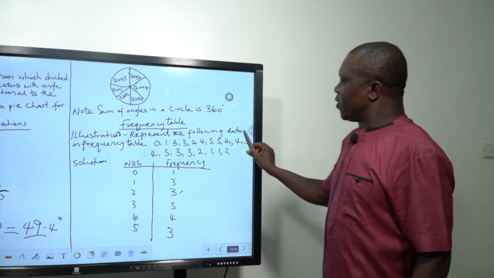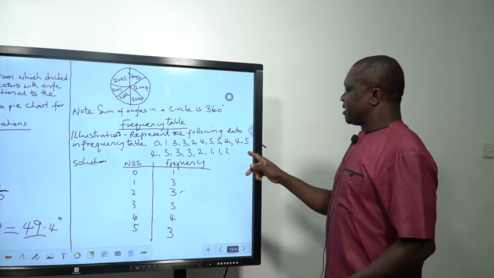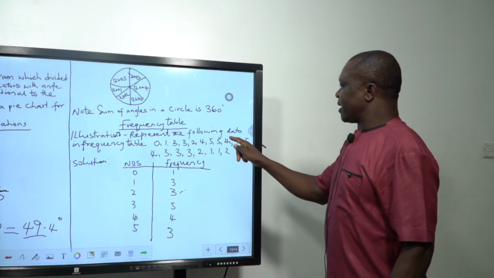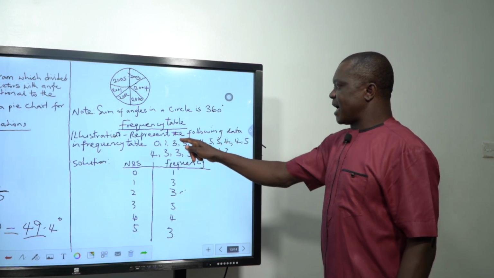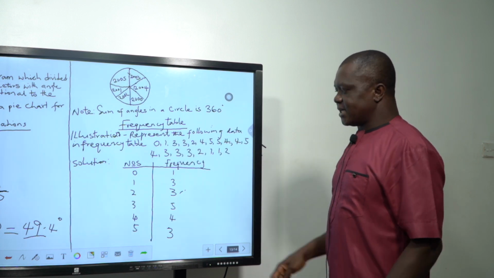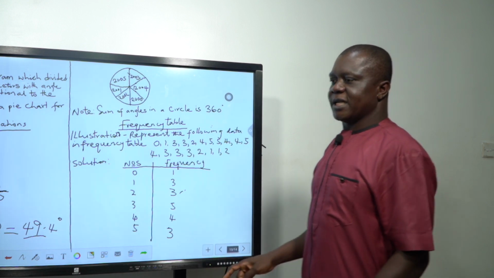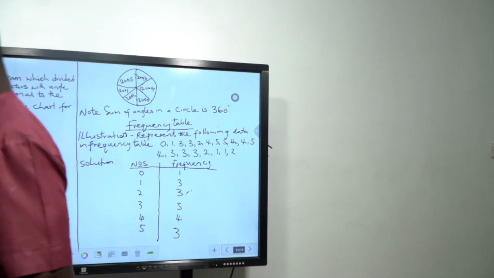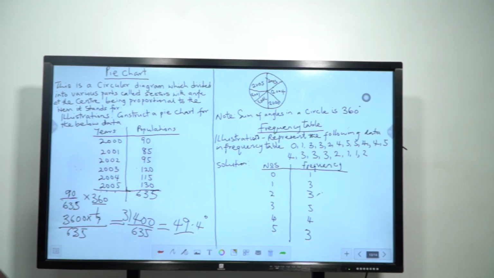So if you want to know the total number, if you count the numbers there, 1, 2, 3, 4, 5, 6, 7, 8, 9, 10, 11, 12, 13, 14, 15, 16, 17, 18, 19. If you sum this, you will see that we are going to get 19 numbers.